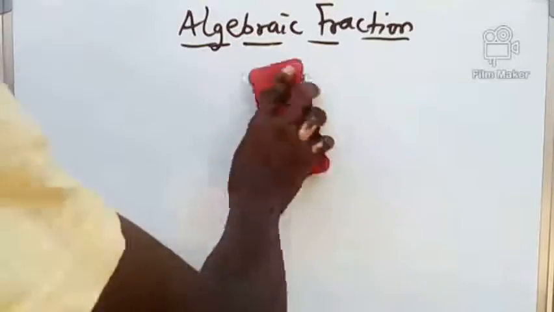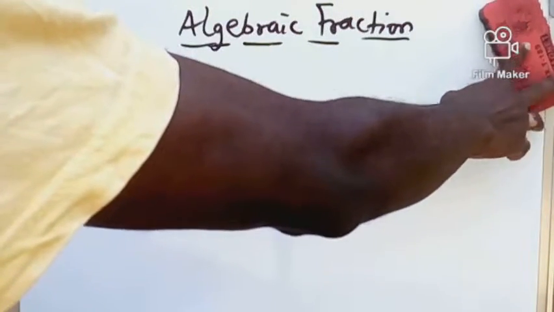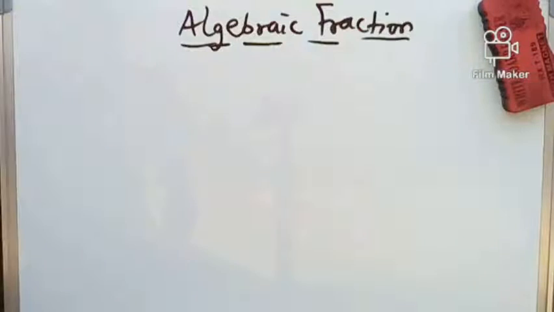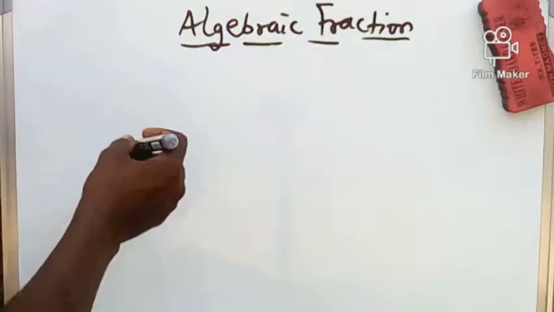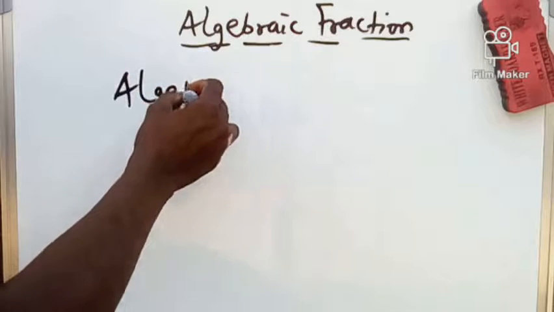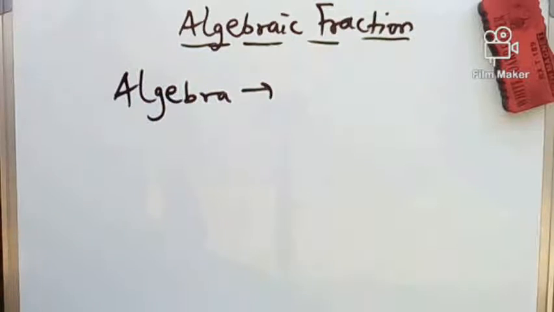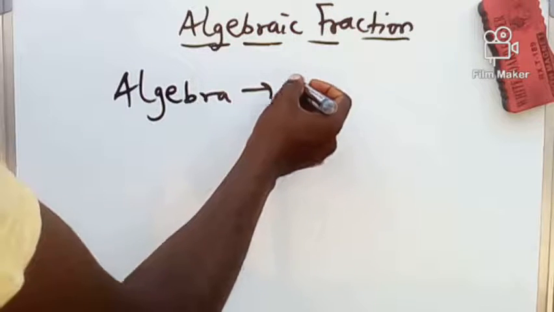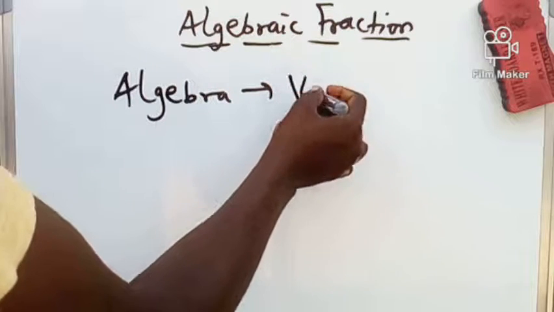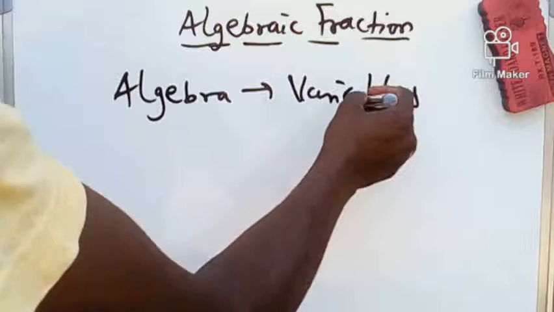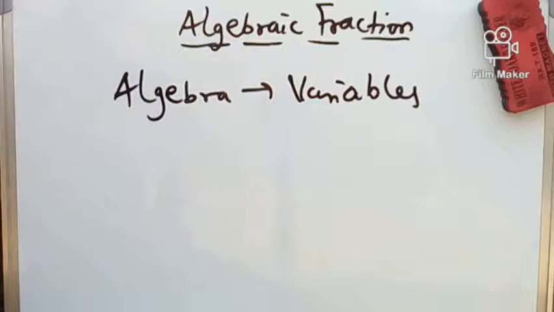Like I said, in this video, we're going to be covering the concept of algebraic fraction. Now, what is an algebraic fraction? Now that you know what a fraction is, what is an algebraic fraction? To define an algebraic fraction, we need to understand what algebra is. Algebra is simply the branch of mathematics that allows the use of variables. The branch of mathematics that allows the use of variables is called algebra.